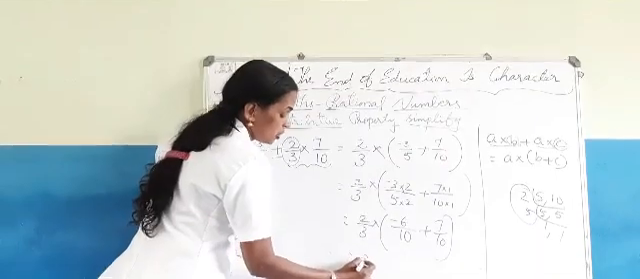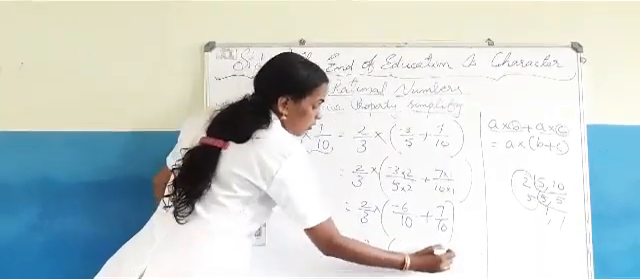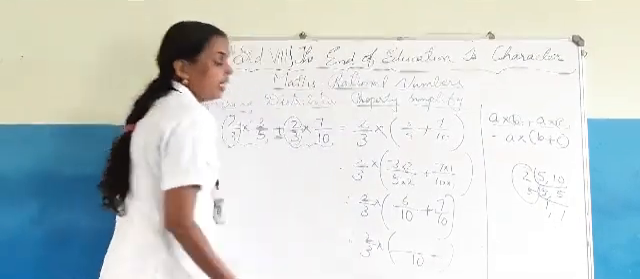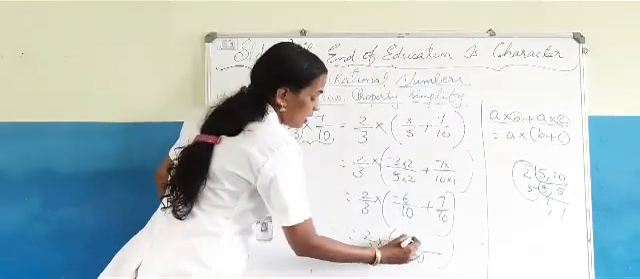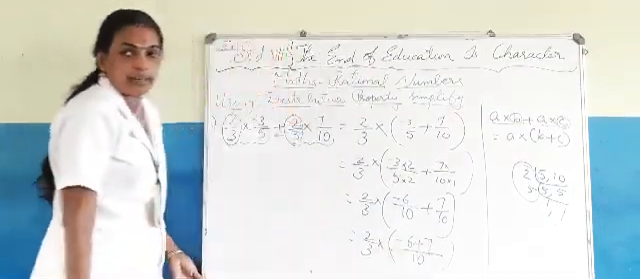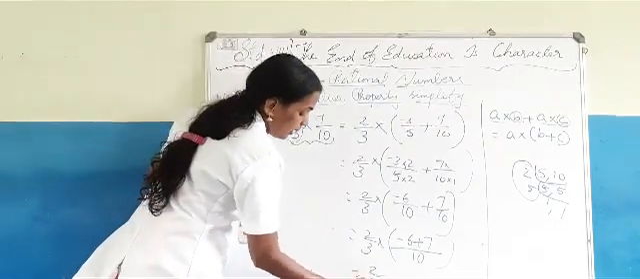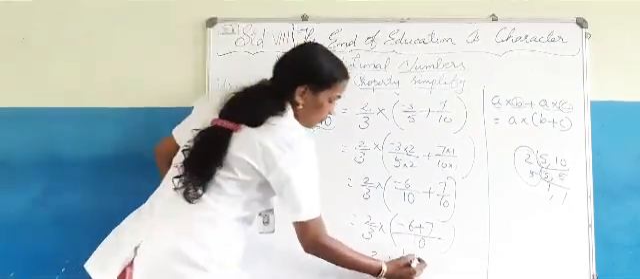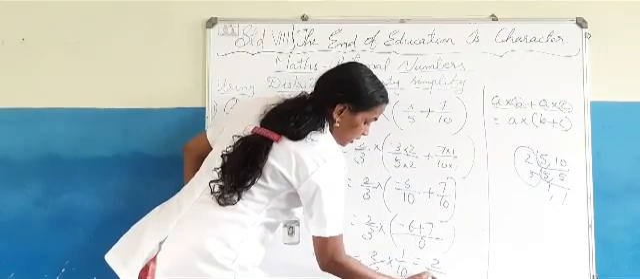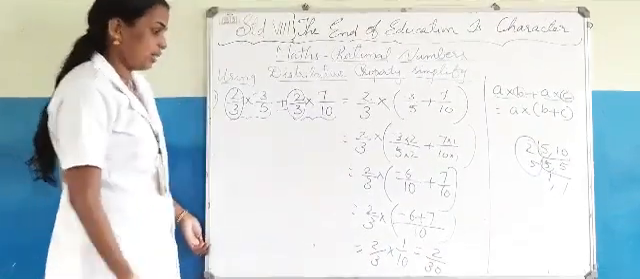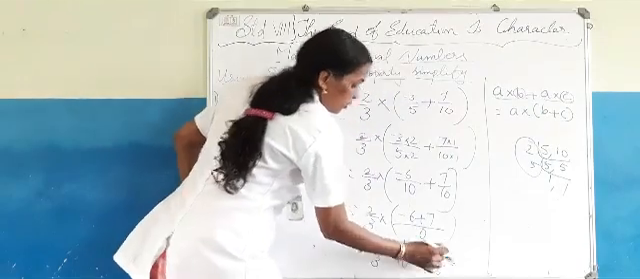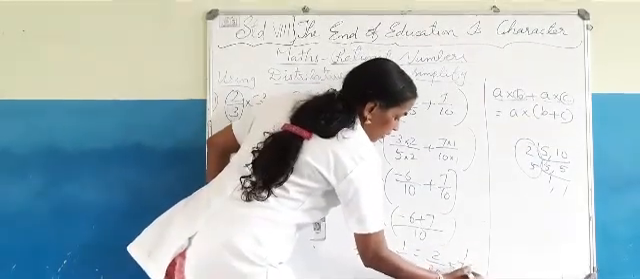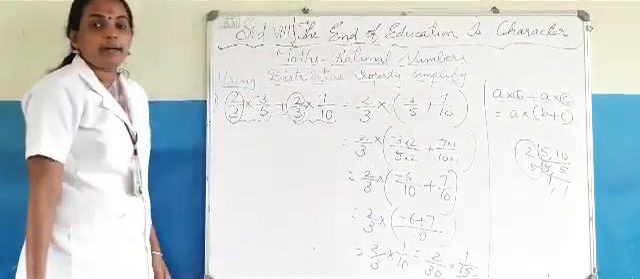It is equal to 2/3 into, now the denominators are the same. So write the common denominator, then add the numerators. That is negative 6 plus 7, which is equal to 2/3 × 1/10. That's equal to 2/30. Then for the simplest form, you can divide both the numerator and denominator by 2. So we will get 1/15. So the answer is 1/15.